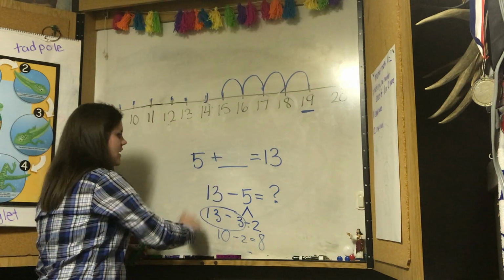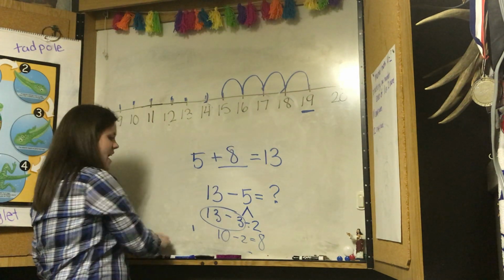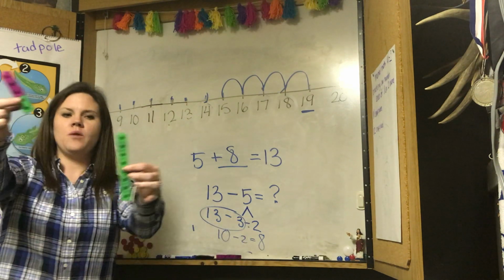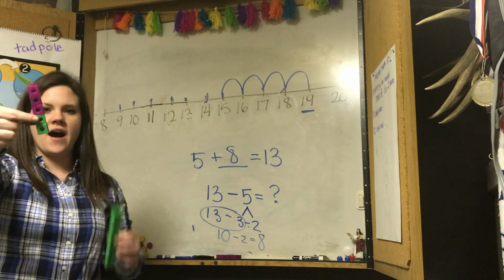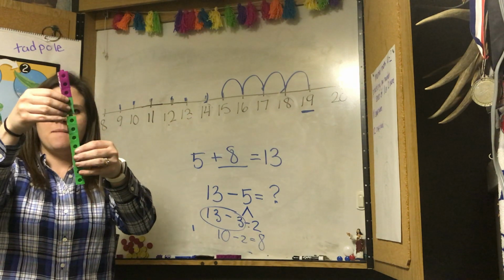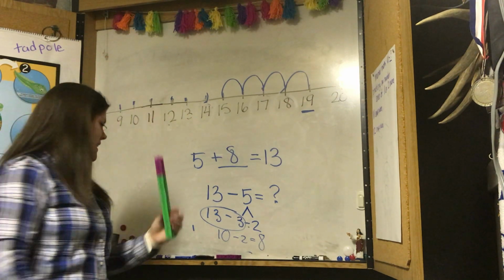Is our missing part 8? Absolutely. We solved it by making 10 and then we checked it with our counters. 5 and 8, 1, 2, 3, 4, 5, 6, 7, 8 makes 13.